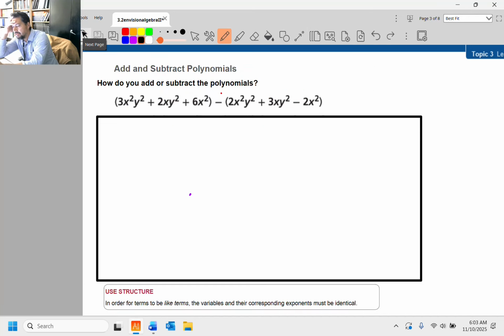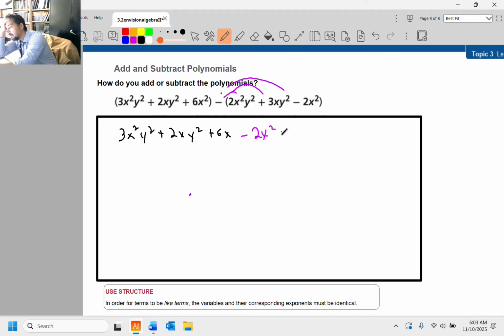Kids are going to have an issue with subtraction. That's a given. The main thing that kids don't do is distribute the negative sign. It doesn't matter how many times Milbrath tells you that, you just won't do it. I don't know why you won't, but it's the big mistake. We're just going to distribute that negative sign. Minus 2x squared y squared. Minus 3xy squared. And then plus 2x squared.